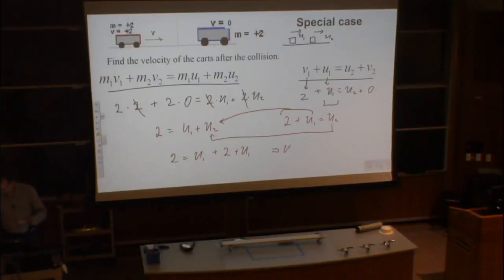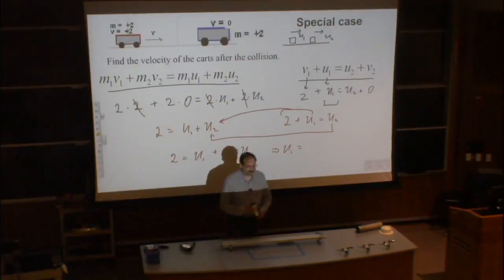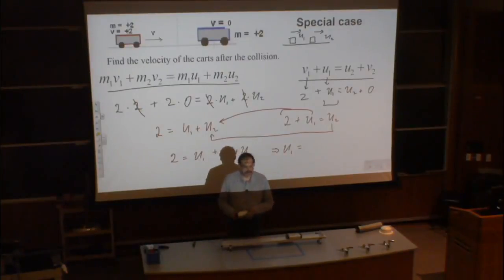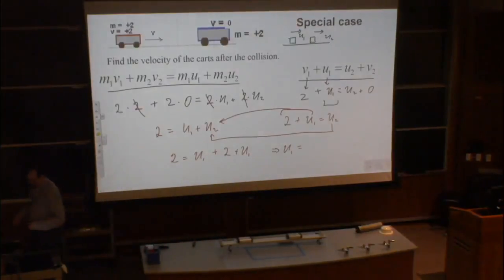What does it say? Please tell me a number. 0. What does it mean? Yep, after the collision, it stops moving. What about this cart which was at rest? What velocity will it be? Okay, so that's 0. U2 equals 2 plus 0. Why did you say negative 2? So what does it mean?